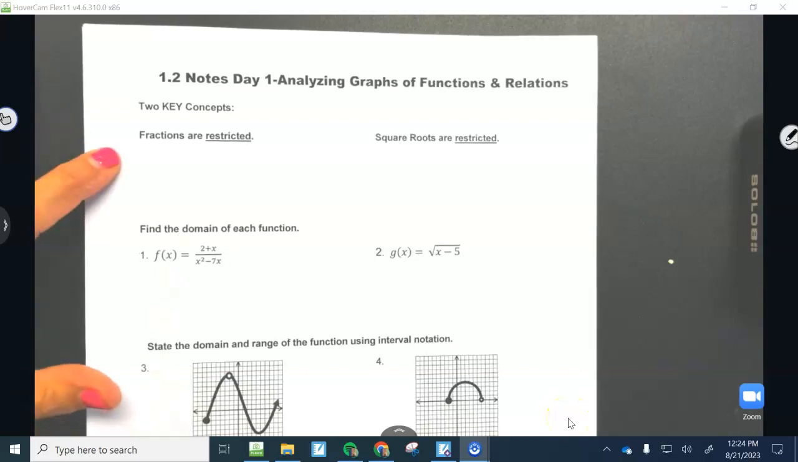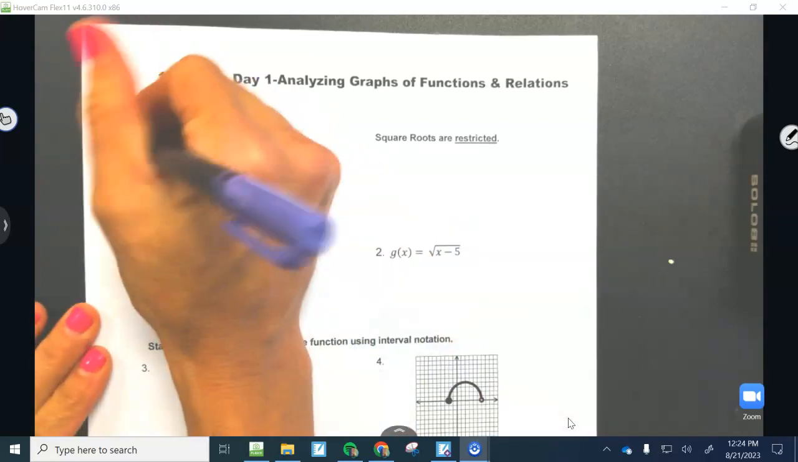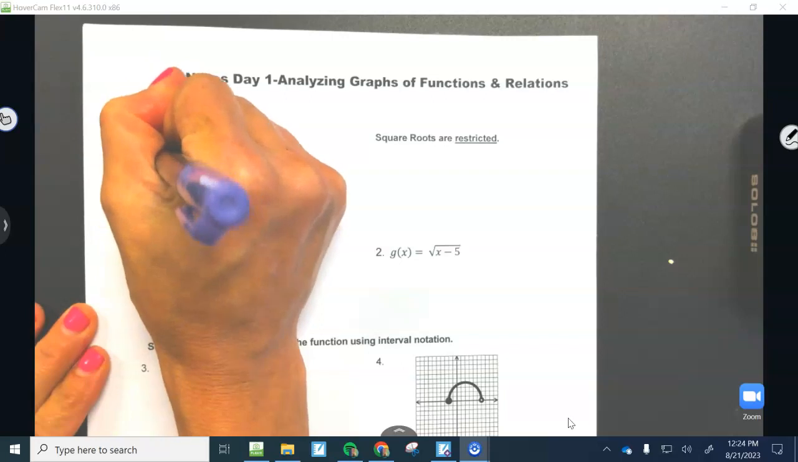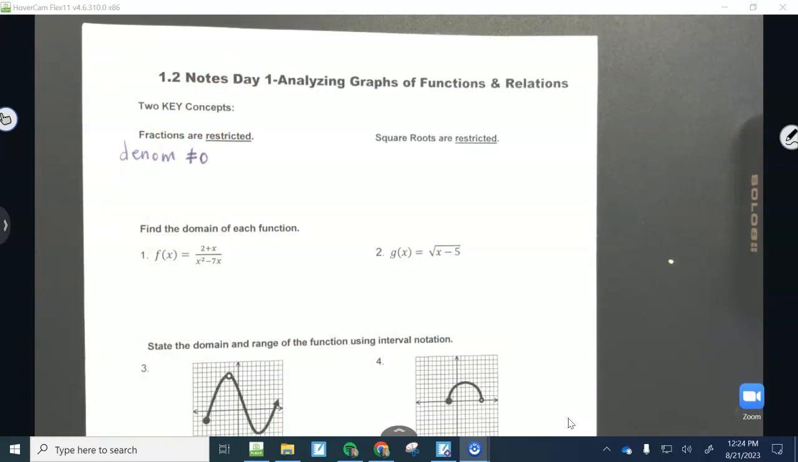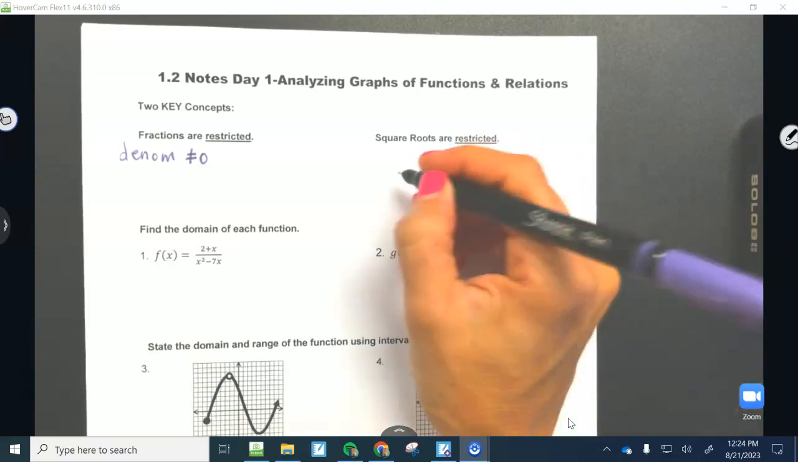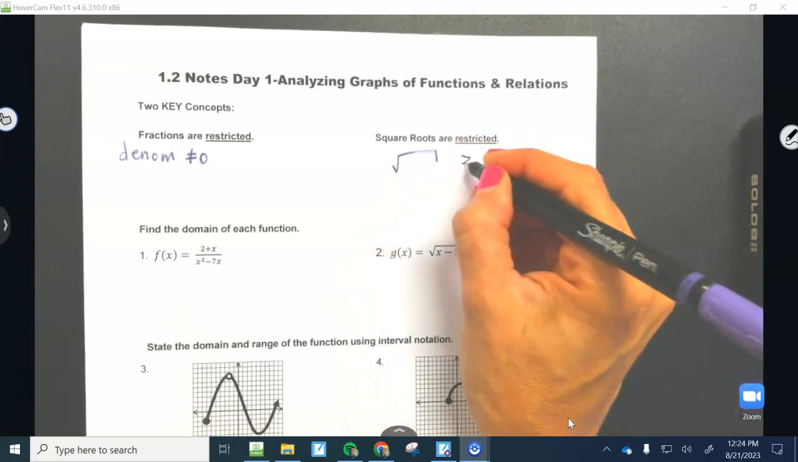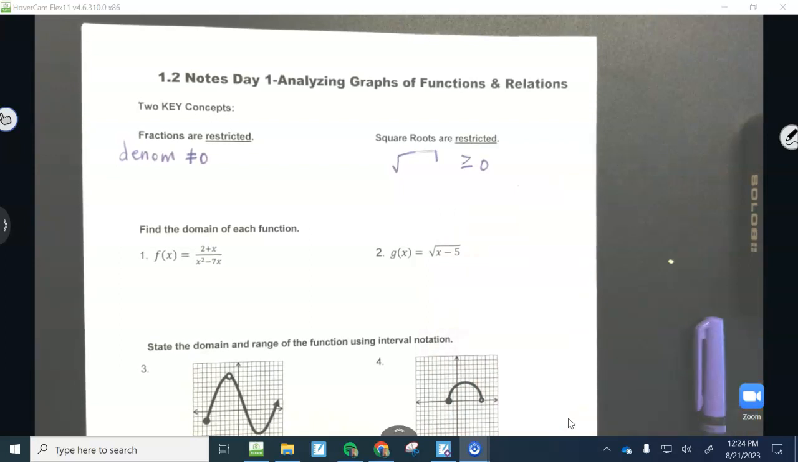Remember, your first restriction for your fractions is you can't have 0 in the denominator. So I'm going to abbreviate. Remember, the denominator cannot equal 0. And then your square roots, remember a root has to be greater than or equal to 0.